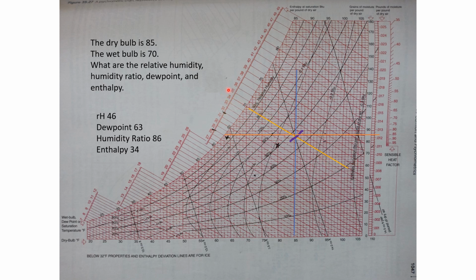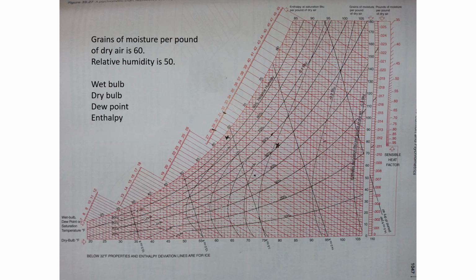And then you might even realize, now hold on a second, with our enthalpy, we don't even need anything else except for the dew point. Yeah, we can plot the enthalpy with just the dew point. And that might make things a little quicker as you go along. If they're asking you for enthalpy, they give you two parameters and they ask you for the enthalpy, you don't have to plot everything. You just have to plot just the wet bulb. There you go. Okay, grains of moisture per pound of dry air is 60, and your relative humidity is 50.